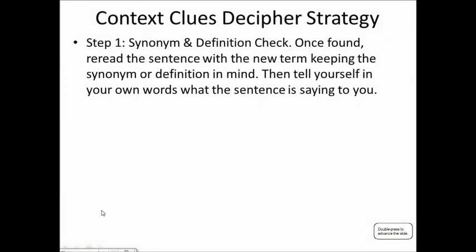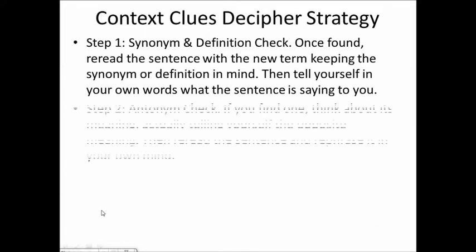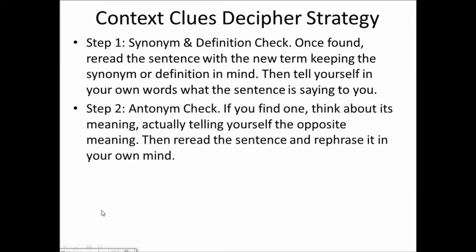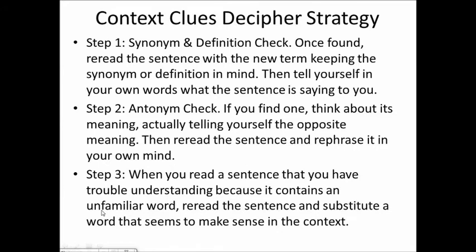Here are some basic context clues decipher strategies. Step 1, do a basic synonym and definition check. Once you've found the synonym and definition, reread the sentence with the new term, keeping the synonym or definition in mind. Then tell yourself in your own words what the sentence means.